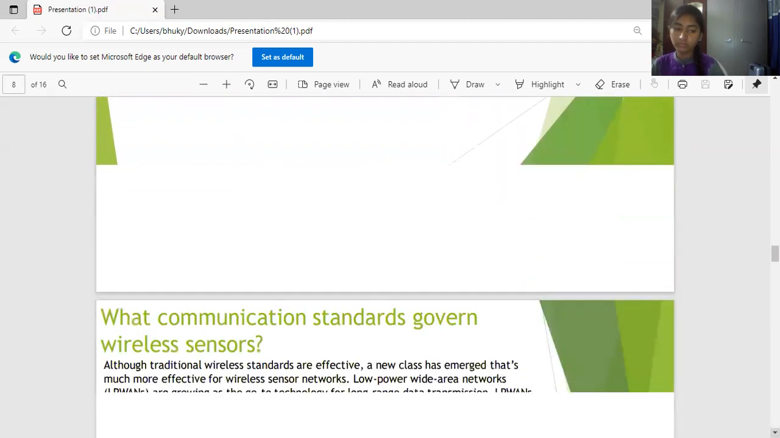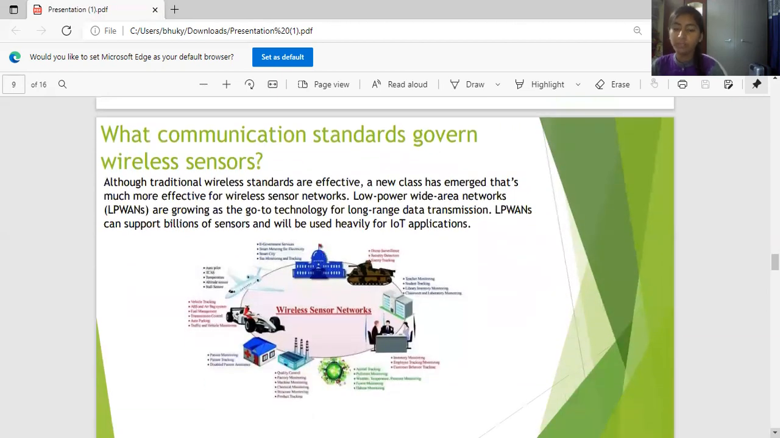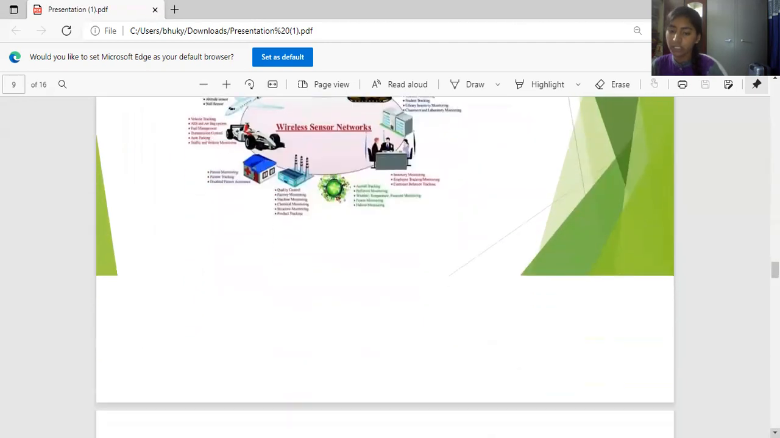Now, let's see what communication standards govern wireless sensors. All of the traditional wireless standards are effective, but a new class has emerged that is much more effective for wireless sensor networks. Low power wide area networks, LPWANs, are growing as the go-to technology for long range data transmission. LPWANs can support billions of sensors and will be used heavily for IoT applications.